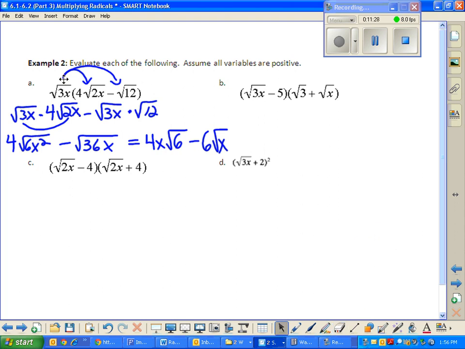Can I combine those to finish it up? You're all shaking your heads no. Good job. You can't. They're not like radicals, so we're good. Part B. I think Noah was starting these. How'd you start this? You foiled. Okay, so let's do that.